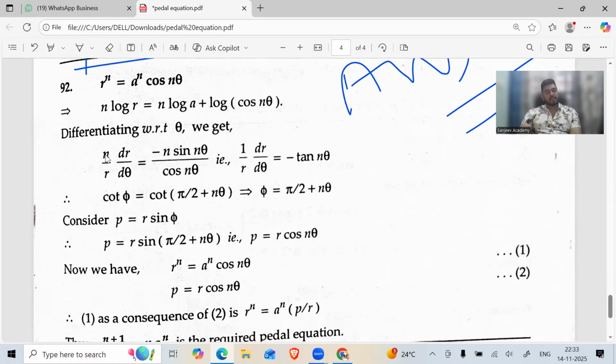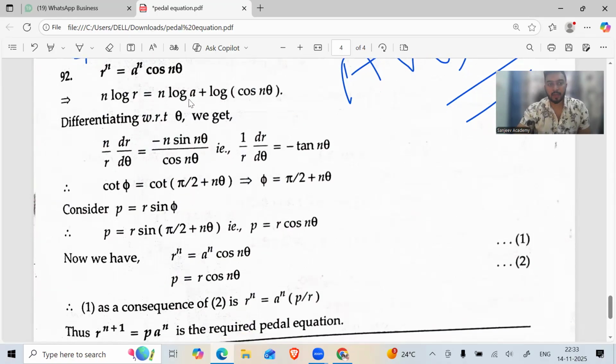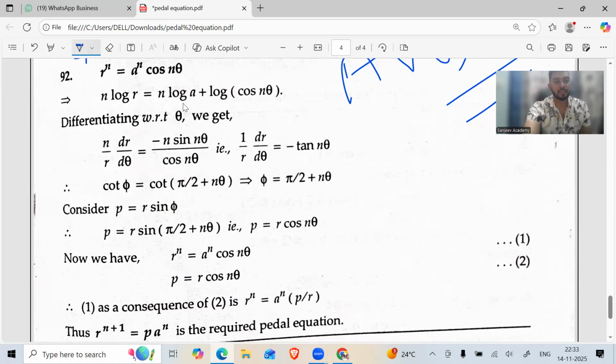Next one, r power n is equal to a power n cos n theta. Same steps again, I'm telling you. What is the same step again here? Take log on both the sides. You'll also get bored with this. n log r is n log a plus log cos n theta. Differentiating with respect to theta, that is step number 2. Log a is 0.